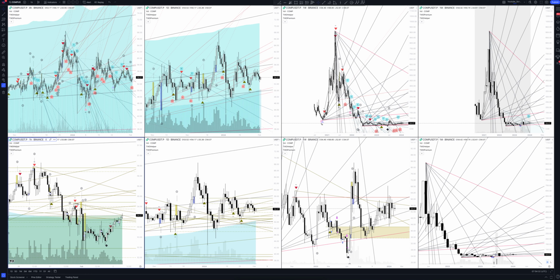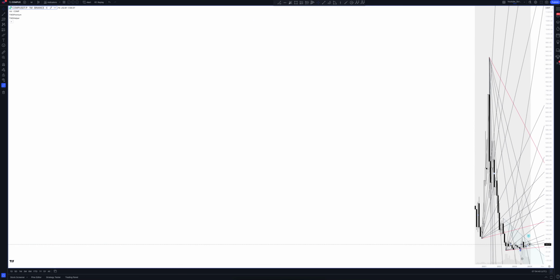Today we will take a look at compound cryptocurrency. Let's analyze the market situation and find out how you can make money on it. Let's start. We always start our analysis from the global market.